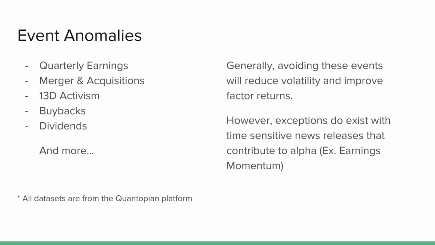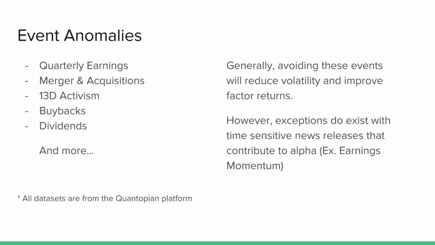So finally, I'll move on to event anomalies. And generally, we want to avoid events because we don't really account for them in our models. Unless your model specifically accounts for these events, I think generally avoiding them will reduce volatility and improve factor returns. The events I filtered out for are the quarterly earnings, the M&As, the 13D activisms, the buybacks, and dividends. And there are more events, lots more data, lots more information. However, I decided to stick with these 5 since they're easily accessible and they make the most sense to everyone.